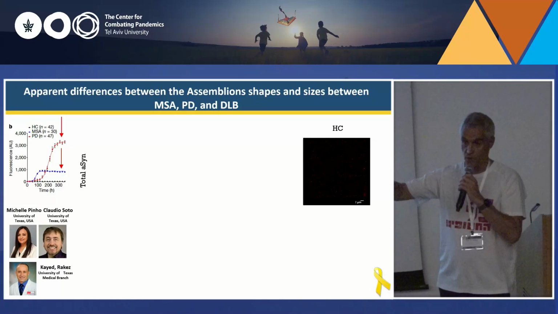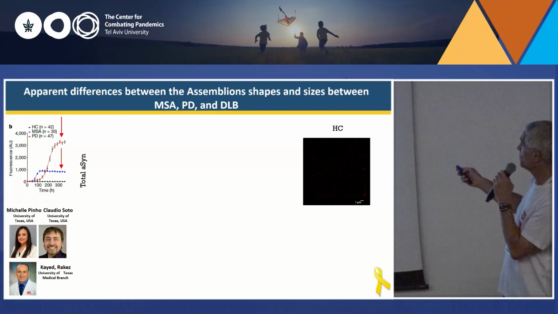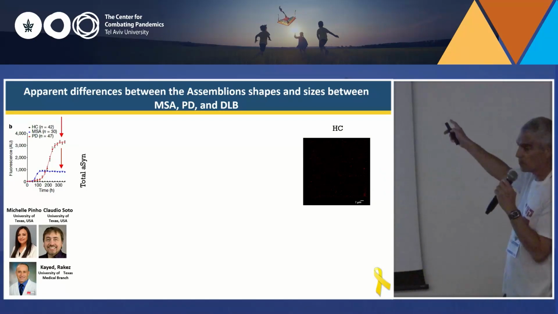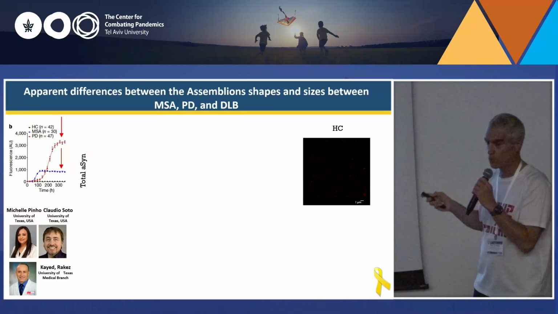And what we found is, first, if you look at healthy control, again, healthy control will have the monomers that were there. Indeed, what we found in the super resolution microscopy is many dots here. I'm not sure that you can see them, but there are dots here, nothing more than that.